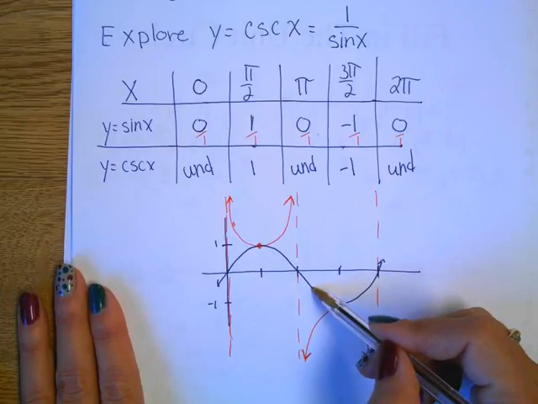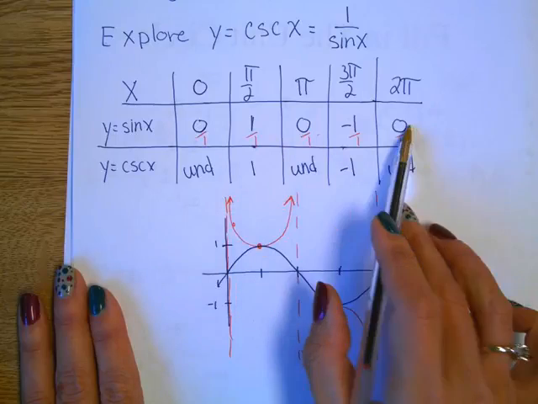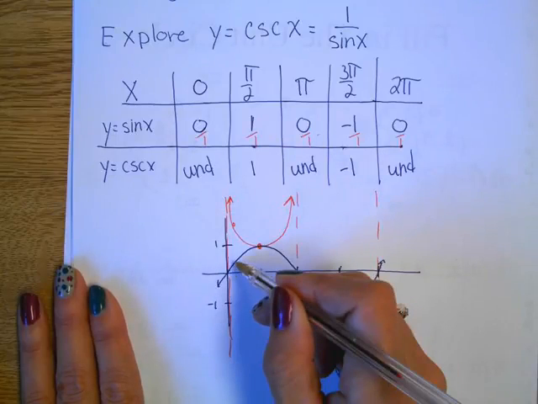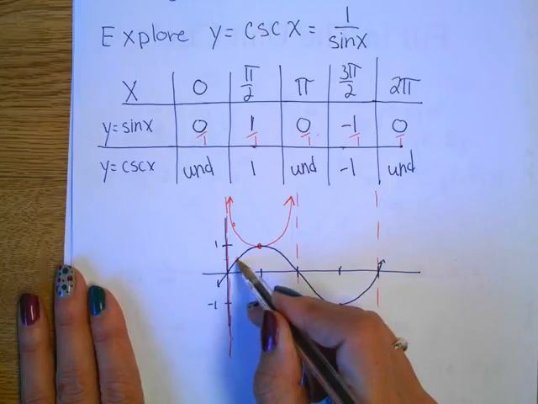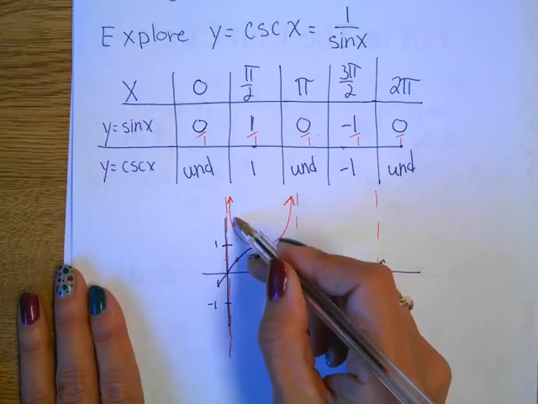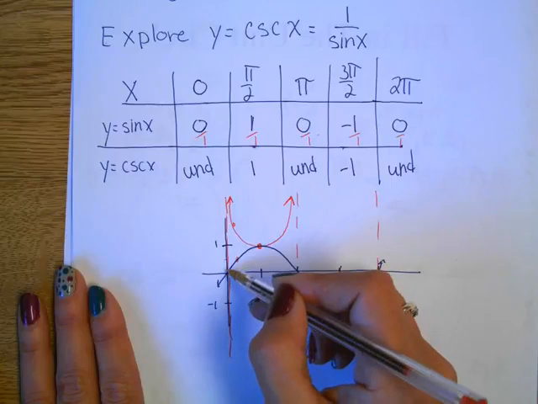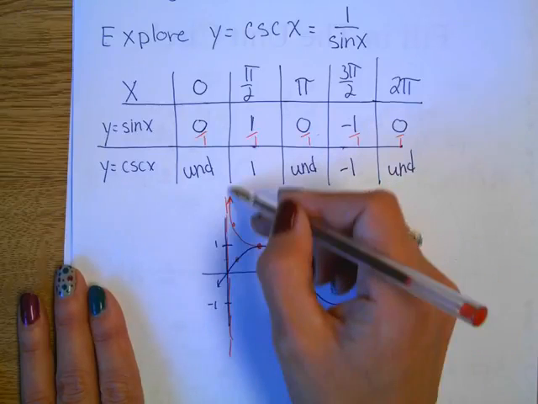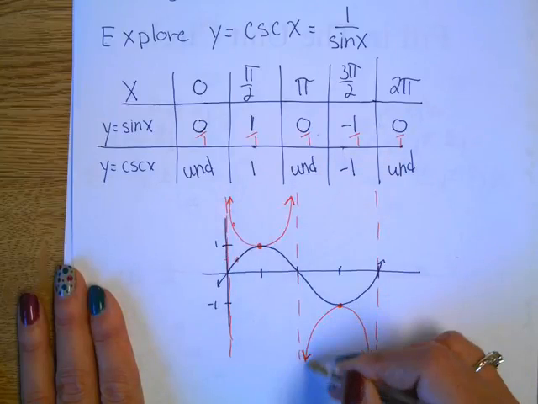These are the y values flipped over. Somewhere in here I have something that's at 1/2, and when I flip 1/2 over, I get a 2, so I'm up at 2. A 1/3 flipped over, I'm up at 3. A 1/10 flipped over, I'm up at 10. So it makes this U shape. Not that you have to understand that, just know that it's a U opening up. And this one's going to go down.